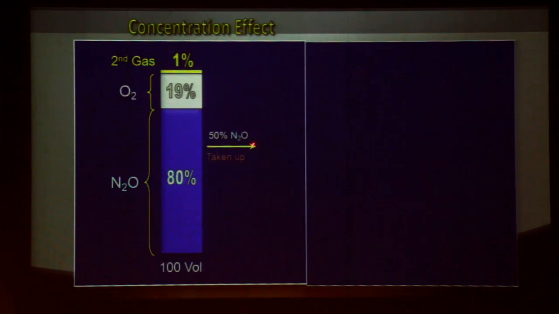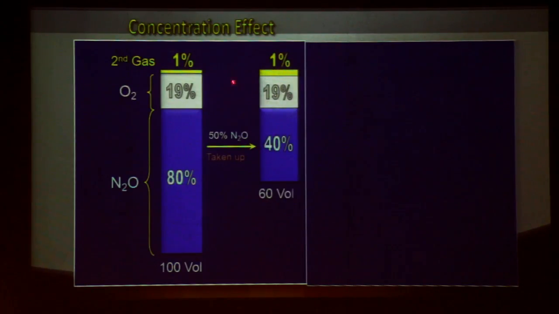Now when 50% of the nitrous oxide is taken up, then what happens? The alveolar size comes down and you find that the nitrous oxide percentage is reduced to 40%. Oxygen is 19%, but the second gas, the vapor, is still 1%. So what does it translate to? How much loss has occurred? So 40 by 60 into 100, you will find this has come up to 67.7%, the concentration of nitrous oxide here, and the oxygen has gone up to 31%.